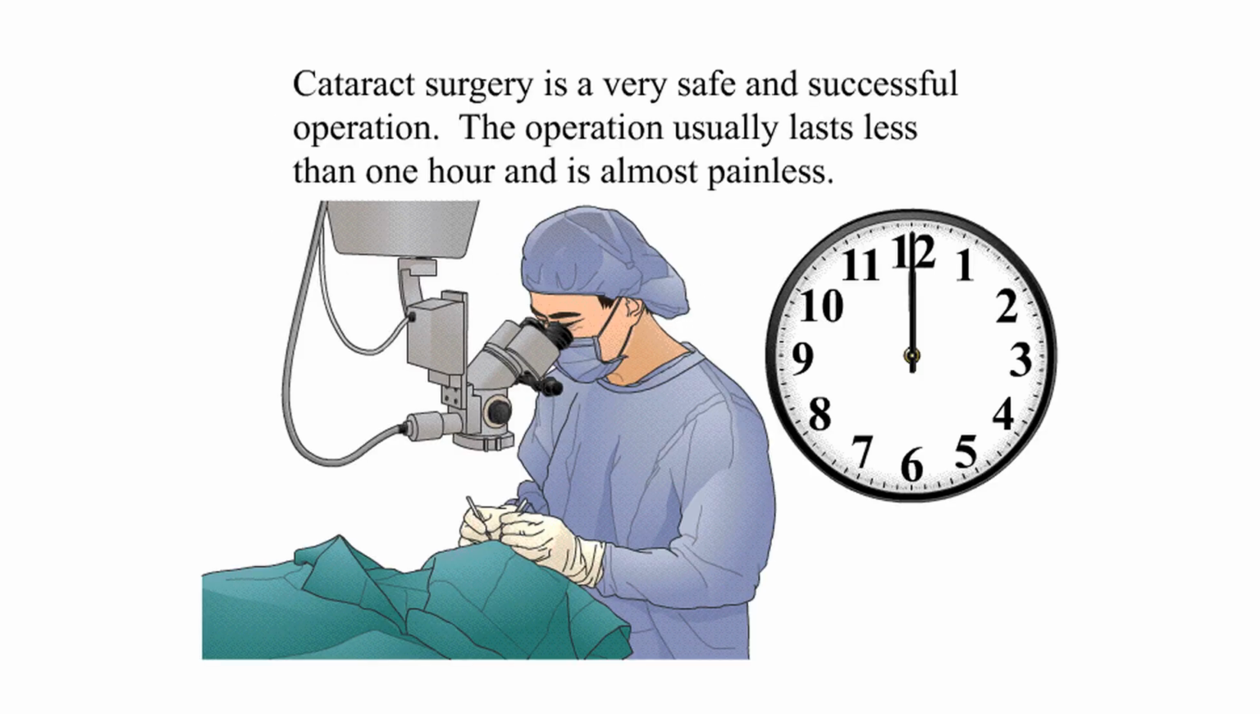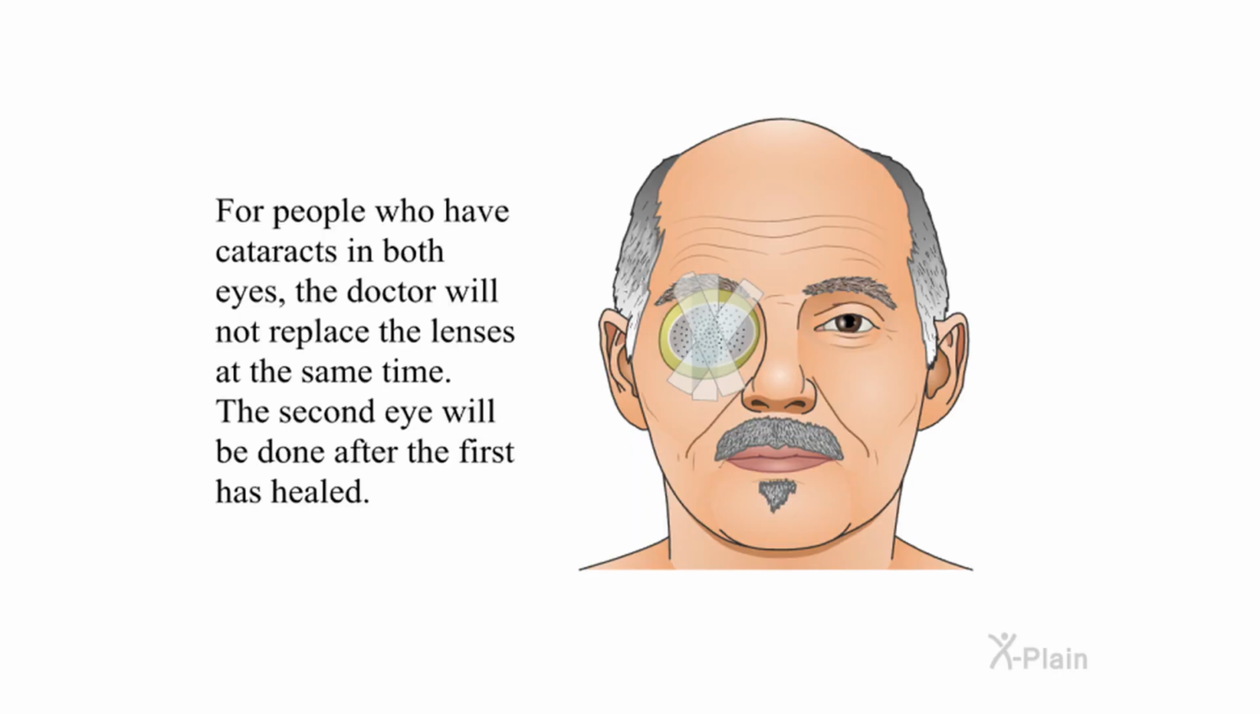Surgery. Cataract surgery is a very safe and successful operation. The operation usually lasts less than 1 hour and is almost painless. For people who have cataracts in both eyes, the doctor will not replace the lenses at the same time. The second eye will be done after the first is healed.